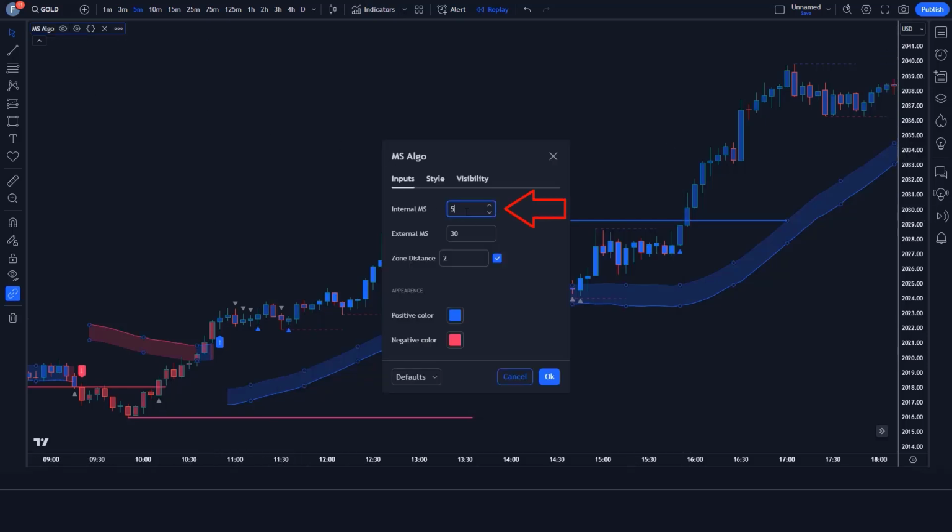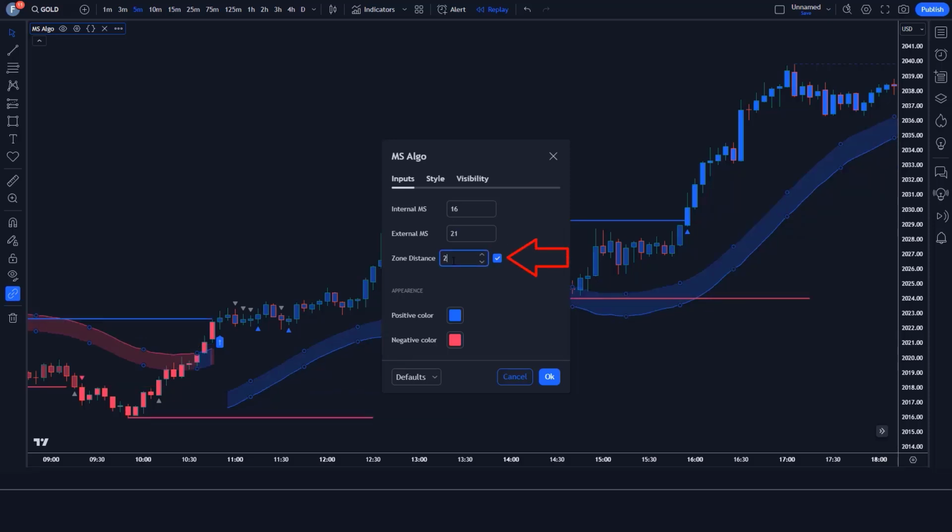We have to change this Centennial MS option from 5 to 16. We have to change this external MS option from 30 to 21. We have to change this zone distance option from 2 to 2.5.